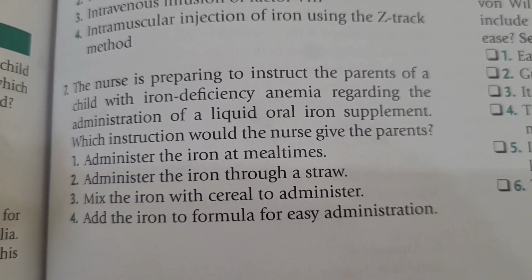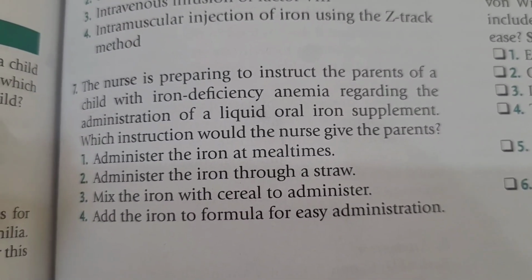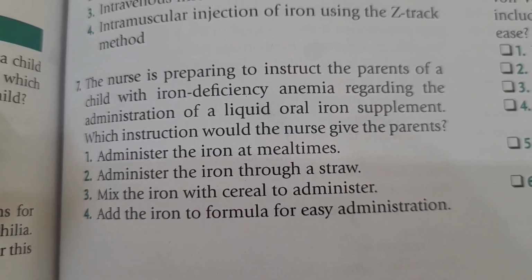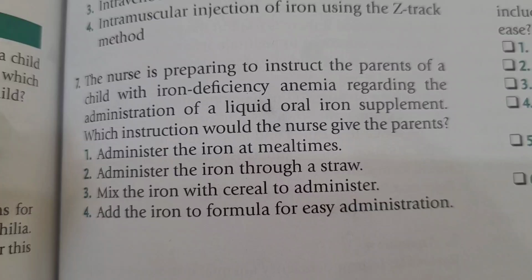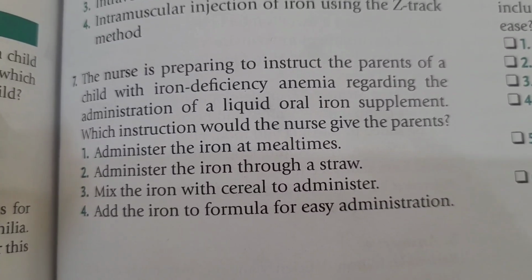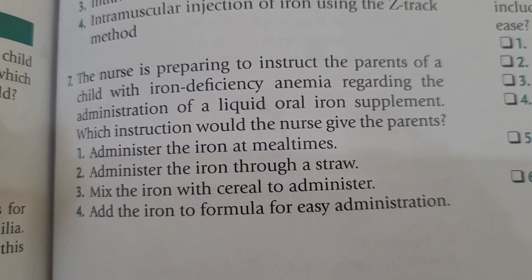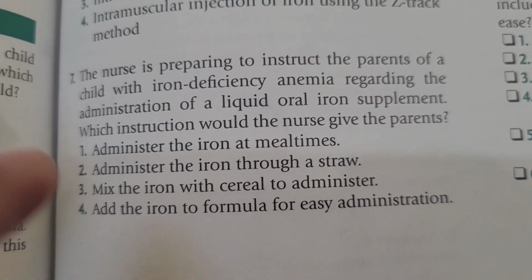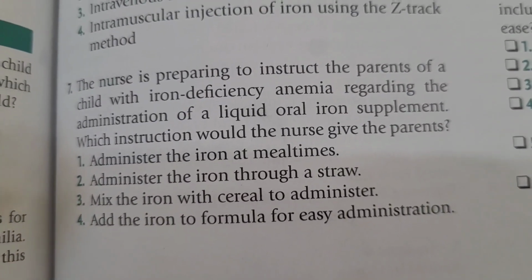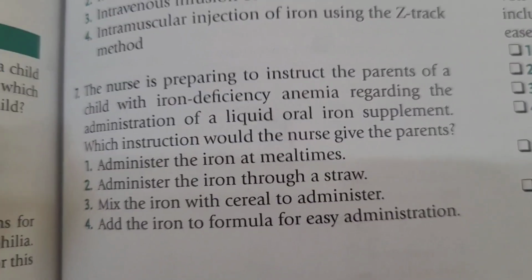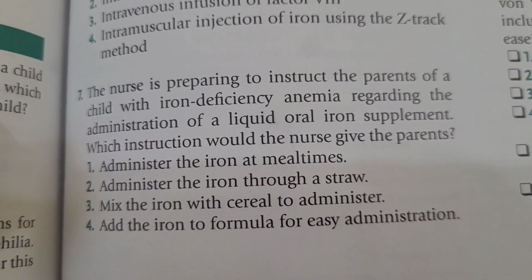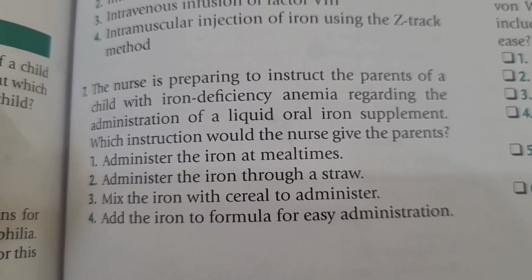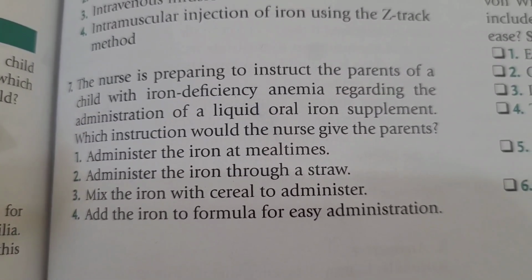Why will we administer iron through a straw or with the dropper? Because oral iron supplements need to be administered through a straw or medicine dropper placed in the back of the mouth, because the iron stains the teeth. The parent would be instructed to brush or wipe the child's teeth, or have the child brush the teeth after administration. That is very important, because the iron stains the teeth. So our right answer is administer the iron through a straw or with the medicine dropper.